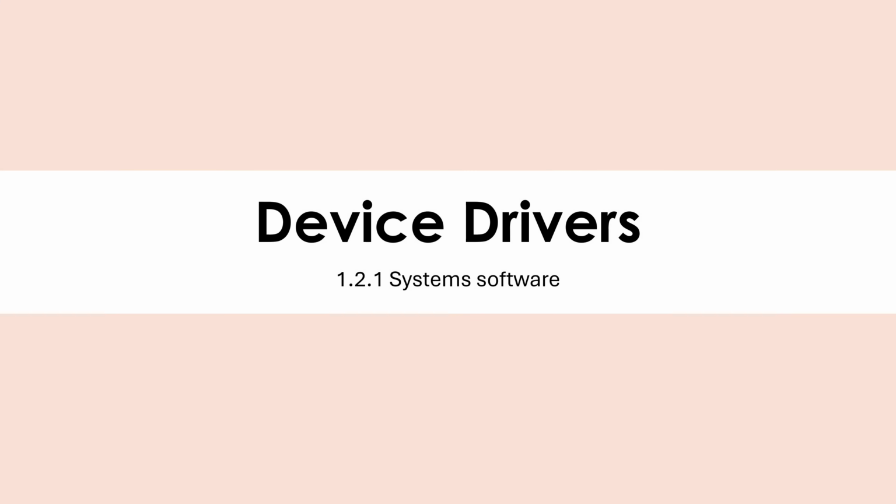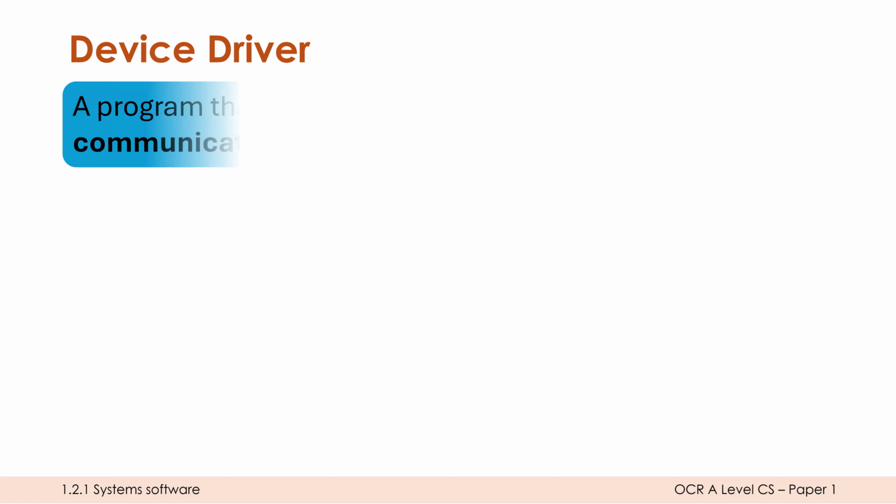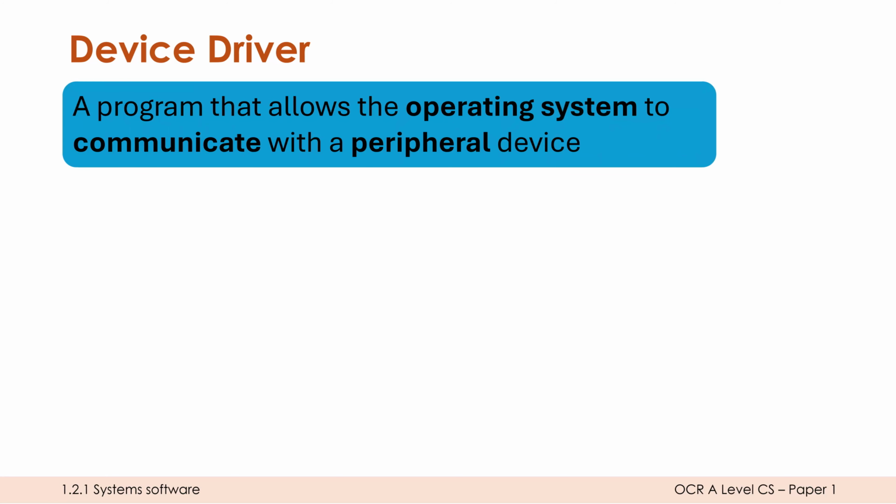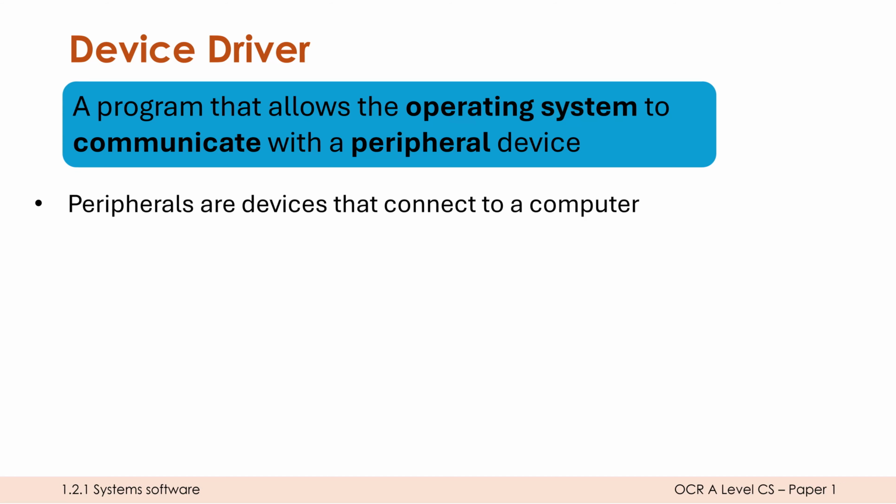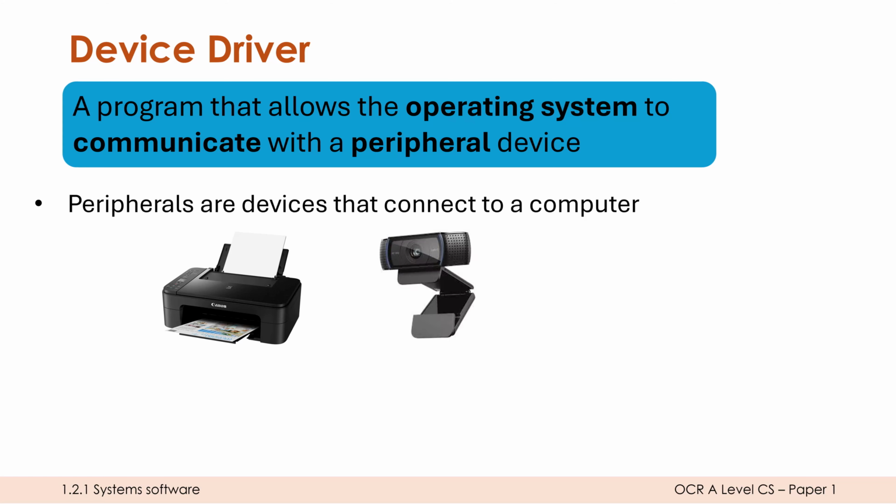Hello, we're going to talk quickly about a very underrated bit of software, device drivers. Now, a device driver is a program that allows the operating system to communicate with a peripheral device. So what is a peripheral? A peripheral is a device that connects to a computer. And it's something which isn't a core component, but we connect either with a USB cable most of the time, or it could be wirelessly as well.